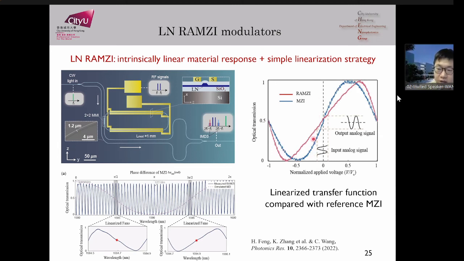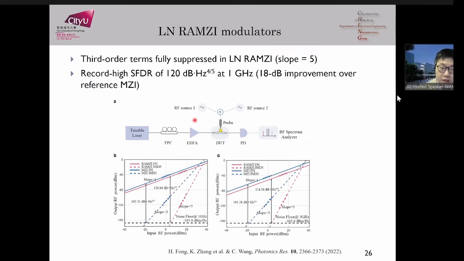It's much more linearized. And more quantitatively speaking, the most important parameter we are interested in is the so-called spurious-free dynamic range. That basically means the dynamic range between the signal, which has a slope of 1 between input and output, and the modulation distortion, the intermodulation distortion, right? The really nice observation here is that because we have fully compensated for the third order terms in our device, the RA-MZI, this red curve, you can only measure the distortion with a slope of 5. It means that all the third order terms have been suppressed, right?